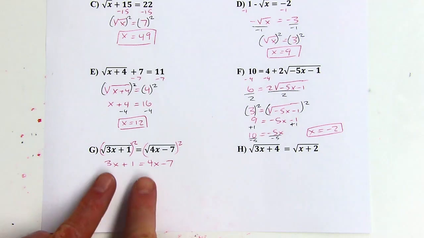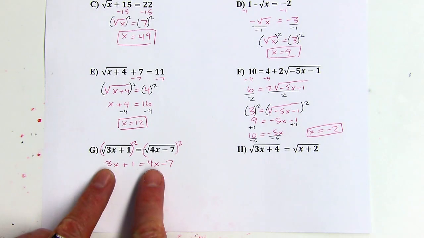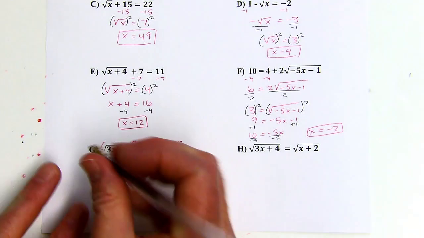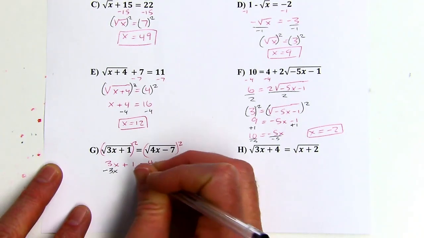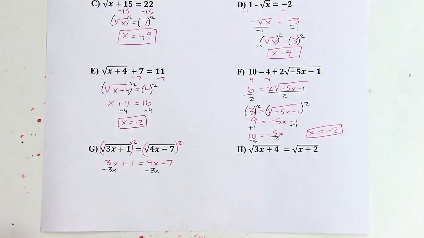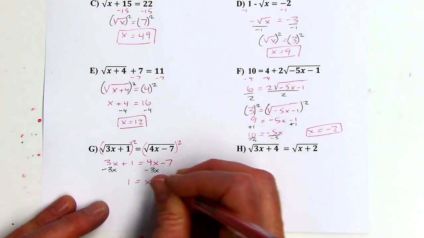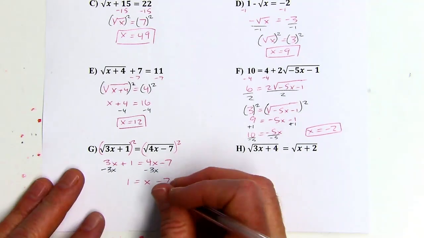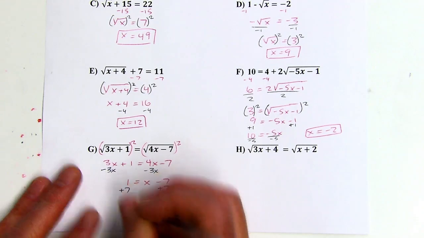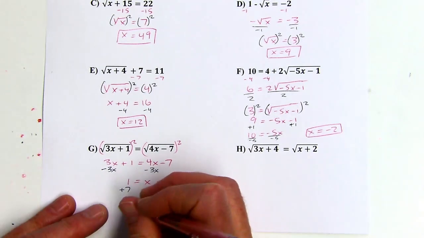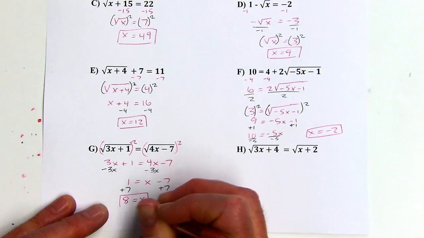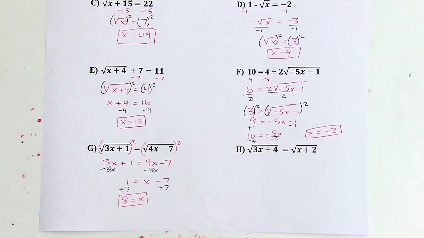And I'm solving this for x. So I want to get these like terms together. So you could either subtract 3x or 4x from both sides. I'm going to subtract 3x just so that my x term stays positive. So 4x minus 3x is 1x. And now add 7 to both sides. And x equals 8. Okay.